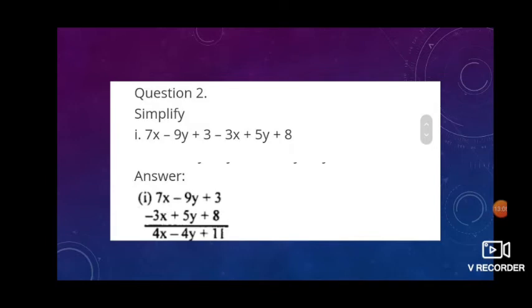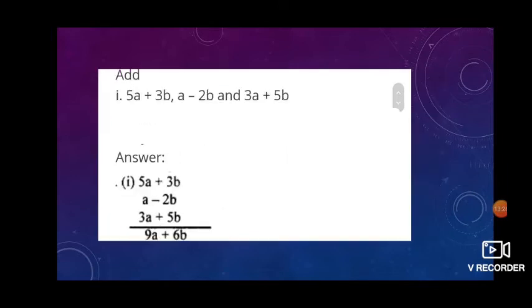Minus 9y plus 5y. So minus is the bigger and the positive is the smaller. Both are having different signs. We'll do the subtraction. 9 minus 5 is 4, and the bigger number is having a minus, so we will get minus 4y. Plus 3 plus 8 is equal to plus 11.